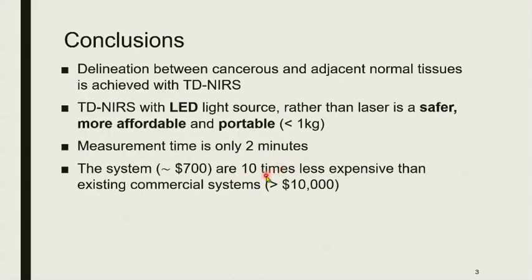This article's conclusion is that it utilizes a time domain near infrared spectroscopy system to achieve delineation between cancers and adjacent normal tissues. The special part is that they use an LED light source rather than a laser, so it's safer and more affordable and portable. The measurement time is only 2 minutes, so it can be faster than manual inspection. And the system is 10 times less expensive than existing commercial systems.